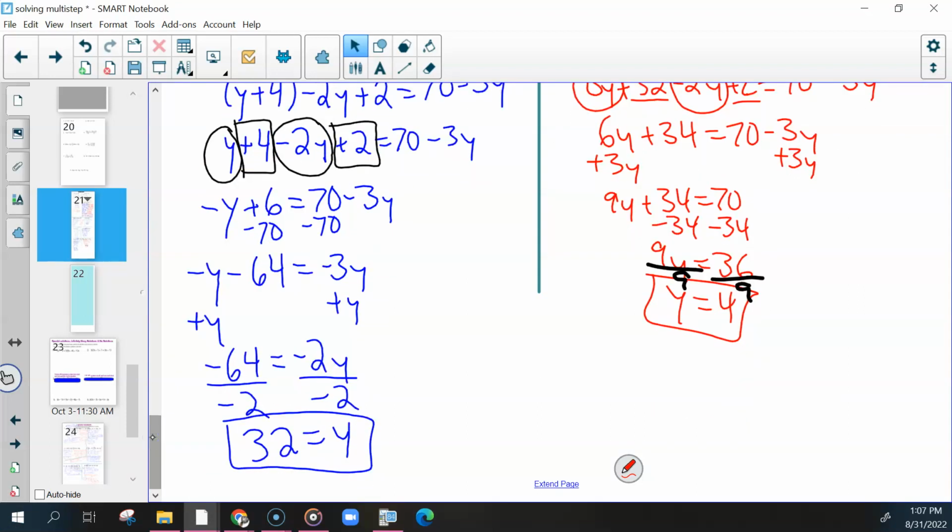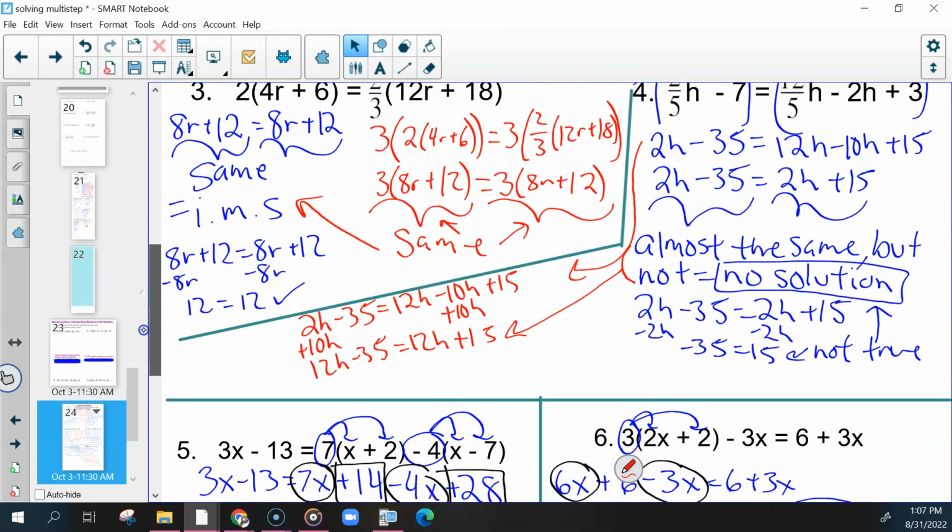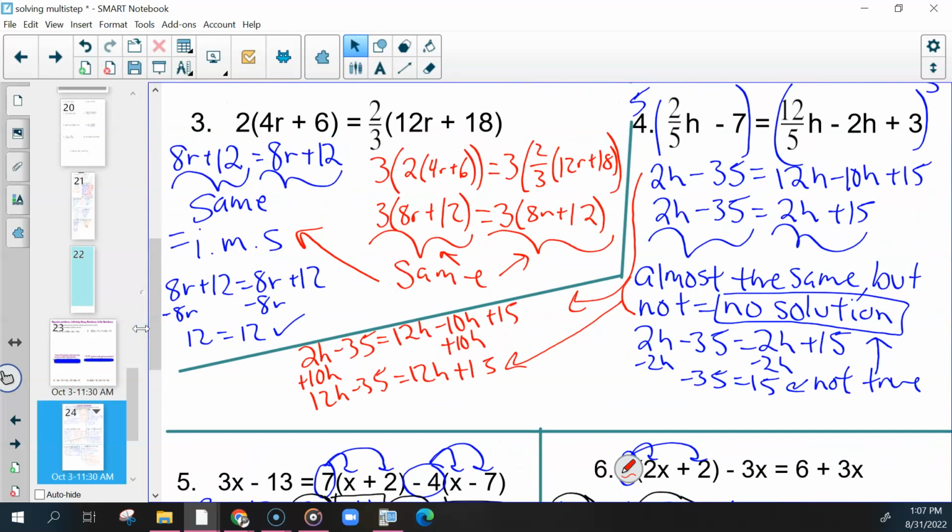Alright, anyone still need this one? And then 3 and 5. You're good. So the different colors are different ways you could have done this. If you, which most of you did, distributed, focus on the blue. If you tried to get rid of the fractions, then you could use the red, but I think most of you distributed instead of that. So disregard the red if that's not what you did.